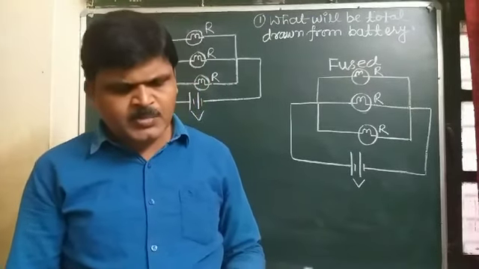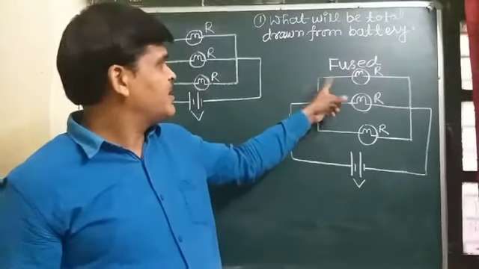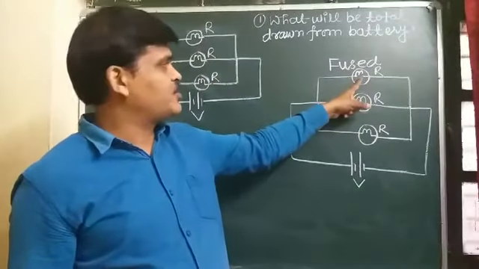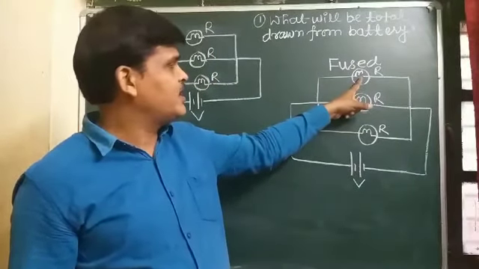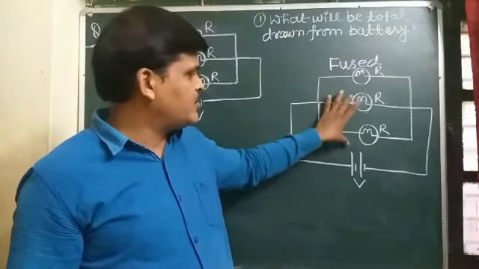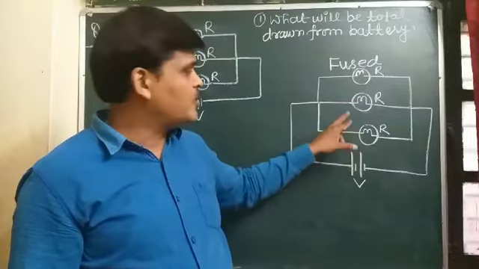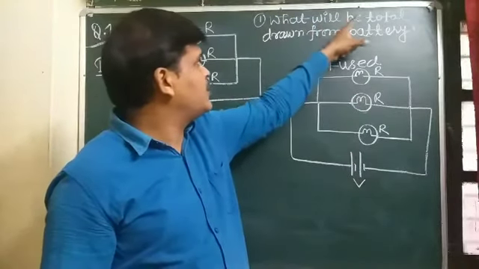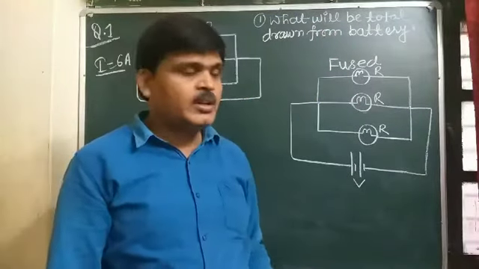If one of the bulbs gets fused, see the diagram carefully. This bulb gets fused. What will be the total current drawn from the battery?